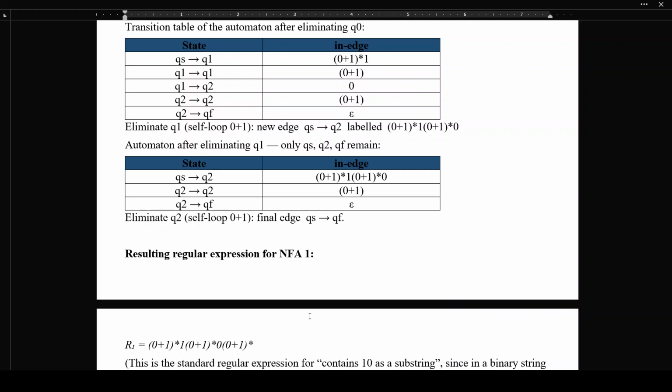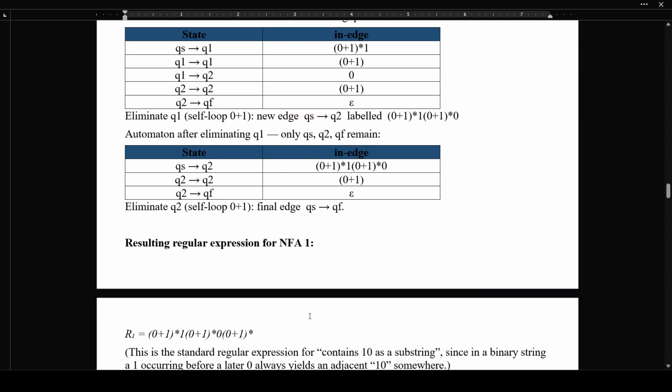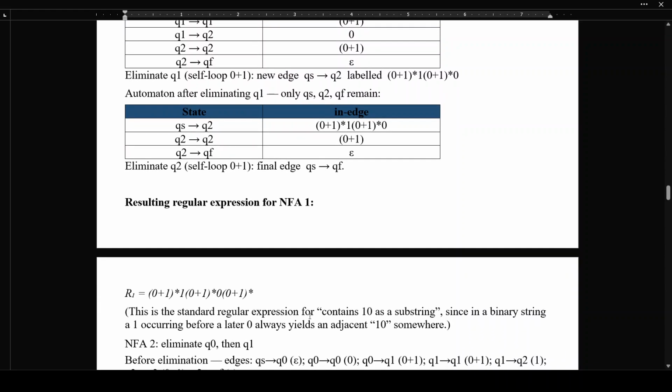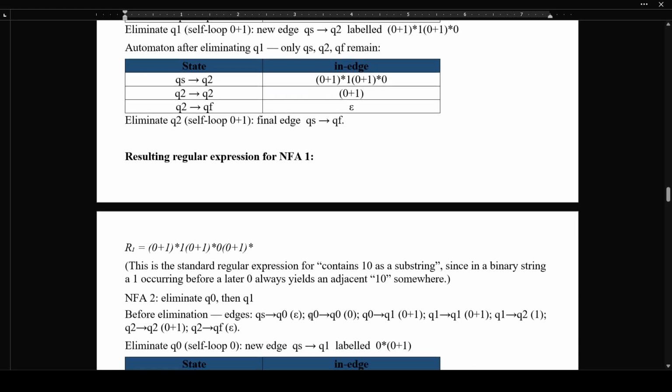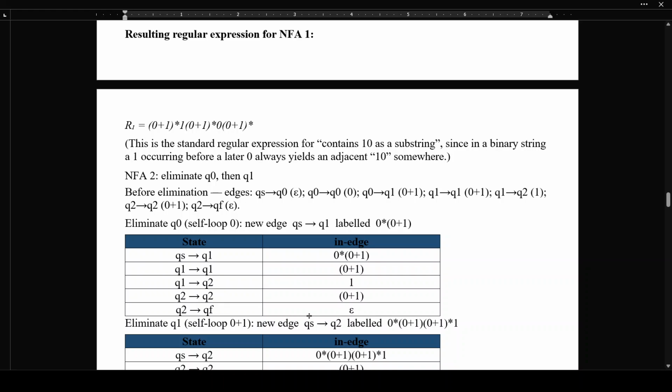On eliminating q2, the self loop 0 plus 1, the final edge, that is q_s mapping to q_f, results in the regular expression from NFA 1. So we see R1 mapping to the regular expression. This is a standard regular expression for contains 10 as a substring, since in a binary string, a 1 occurring before a later 0 always yields an adjacent 10 somewhere. Hence, the NFA eliminates q0, then q1.